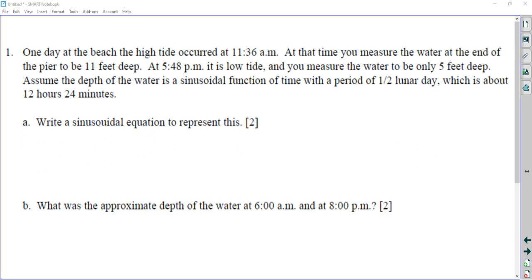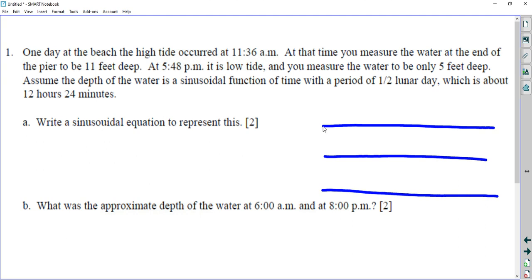All right, so for a tide problem like this, anytime you are trying to write a sinusoidal equation to model something, you need to know those three lines, because those three lines are how we graph these things and how we get the equations. We got our high, we got our middle, we got our low.